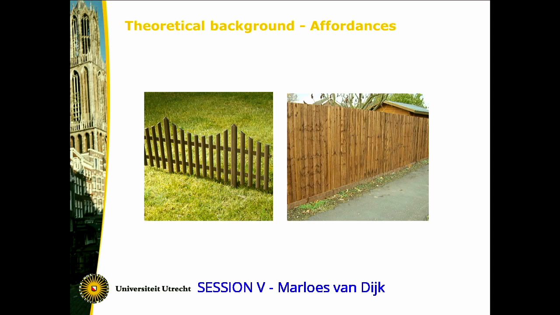For me, only the first fence would afford jumping over it, because then the fence is not too high and I'm not too small and I'm able to jump over it. But for an Olympic athlete, the second fence may also afford jumping over it, because she or he is capable to do so. So affordances are dependent on the physical properties of an object, but also on the abilities, skills and knowledge of the people.